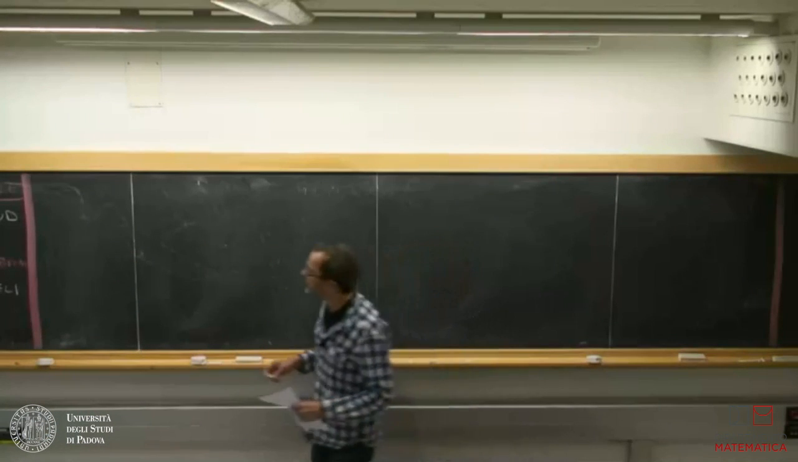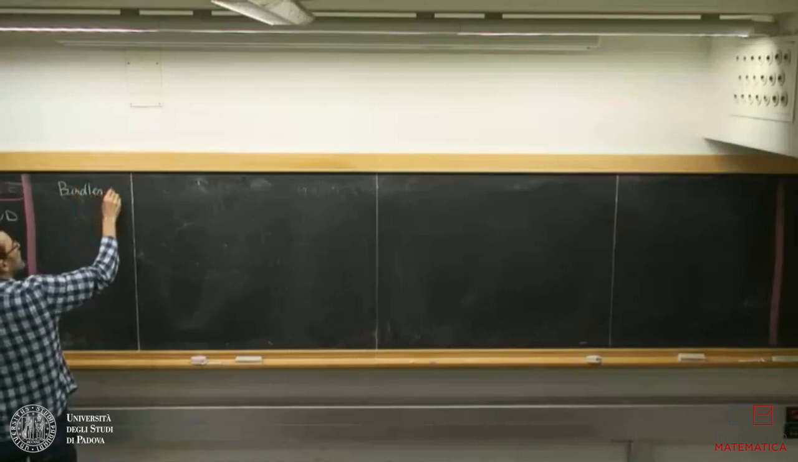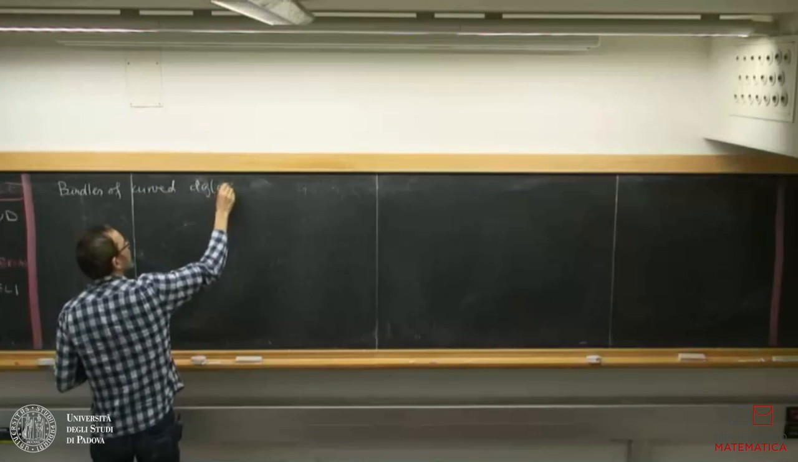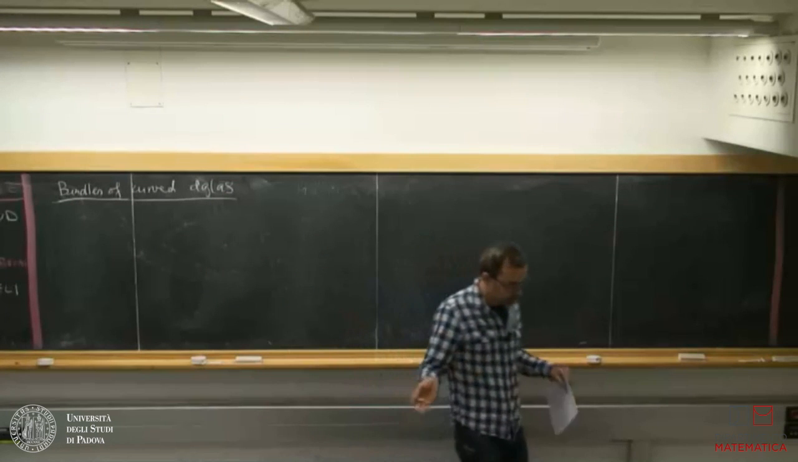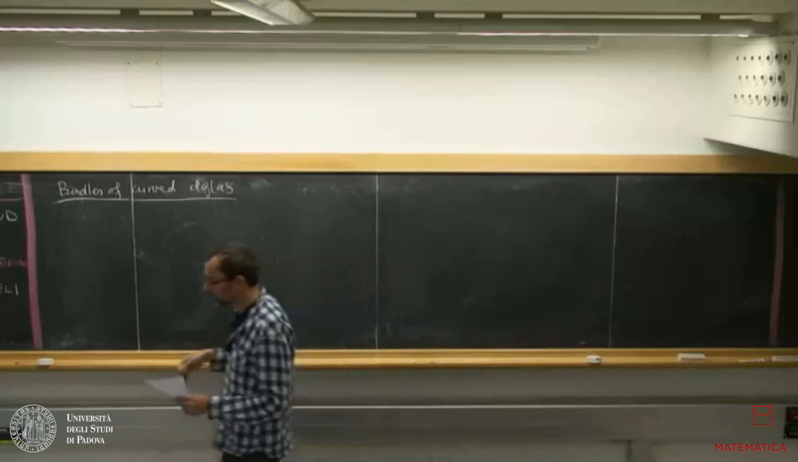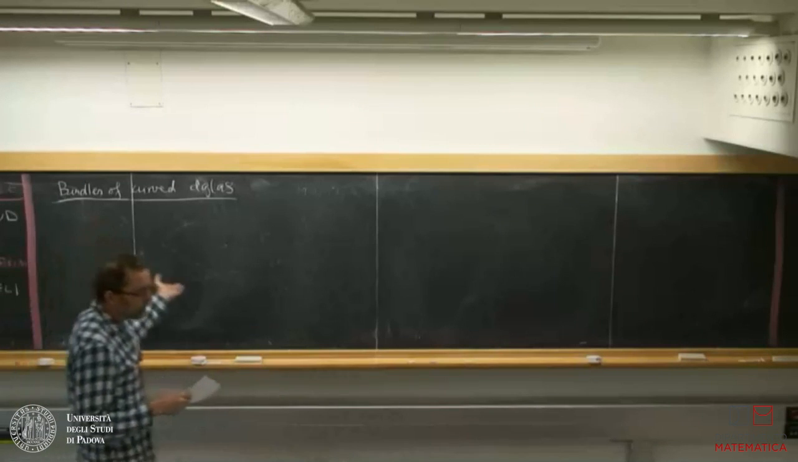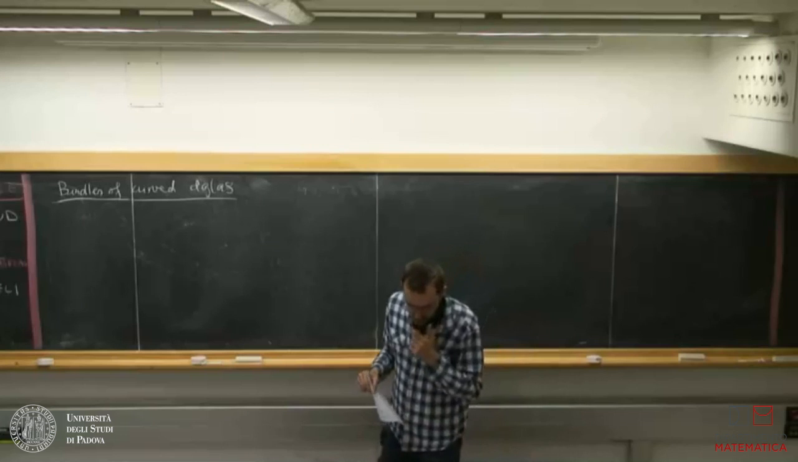And so the first part will be about what I call bundles of curved differential graded Lie algebras. So these geometrical objects are, in my point of view, like the simplest kinds of derived schemes and stacks that you can imagine. And then I want to explain what they are and give some examples of how they actually occur.